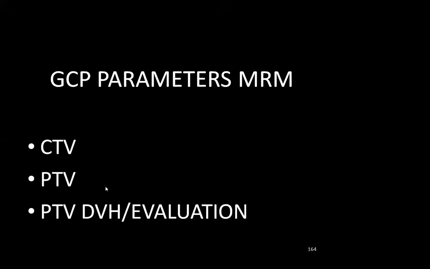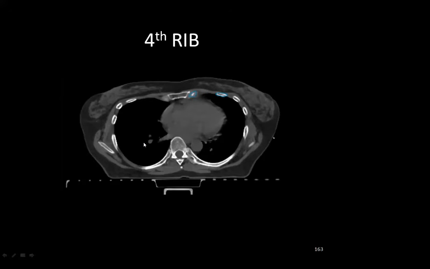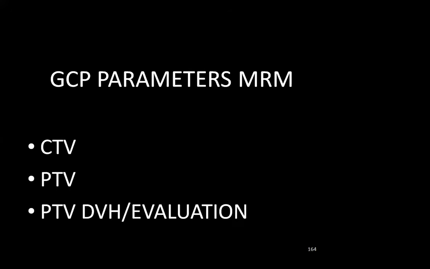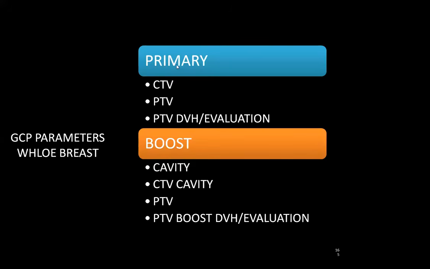So this is for the supraclav, internal mammary, and axillary group of lymph nodes. Now, what are the target parameters for the MRM? What are the GTV, CTV, and PTV for DVH evaluation? Remember, if you are doing a primary BCS, you have to go for a CTV, PTV, and DVH for evaluation. For the boost, it is the CTV boost, PTV boost, and DVH for evaluation.